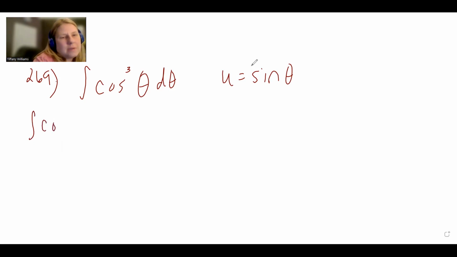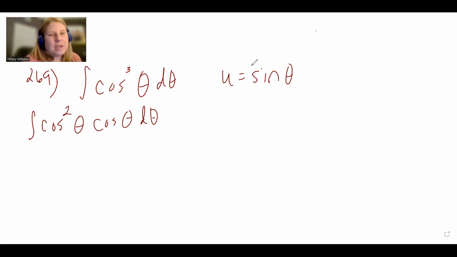I could rewrite cosine cubed as cosine squared theta times cosine theta d theta. And I know you're thinking, well, that's still cosines. But I can rewrite cosine squared like this. I'm going to put my cosine theta up front just because I want to: 1 minus sine squared theta, because we know cosine squared is equal to 1 minus sine squared theta.